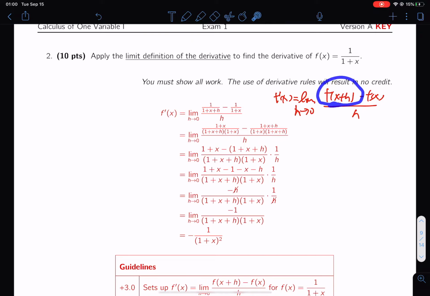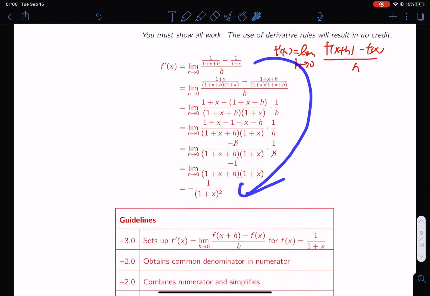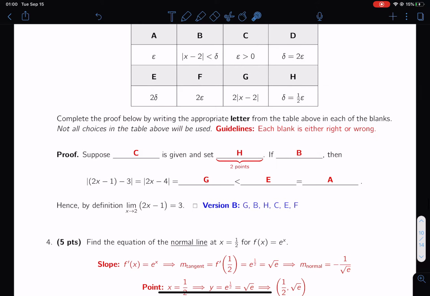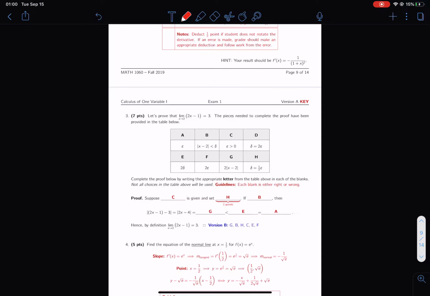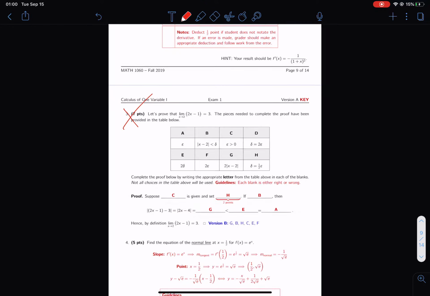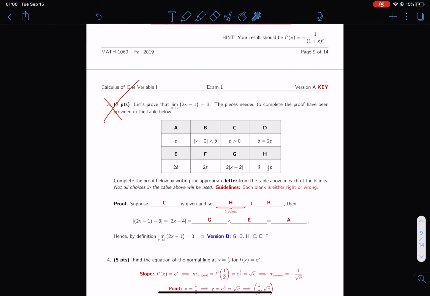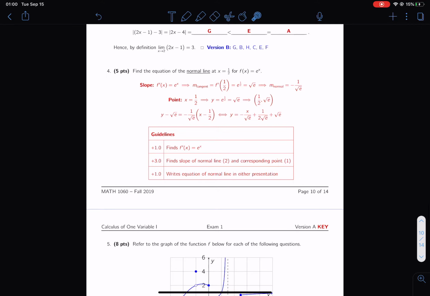F of x plus h is 1 over x plus h. F of x is 1 over 1 plus x. So we have this term, and then just keep working on it. Then we have this term. And just ignore number 3. This is from section 2.7, which will not be tested this semester.